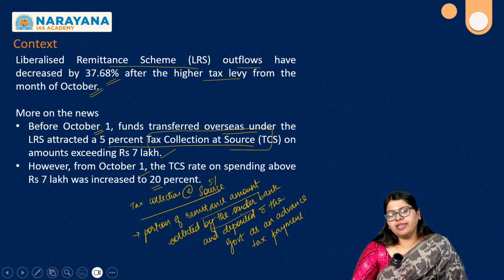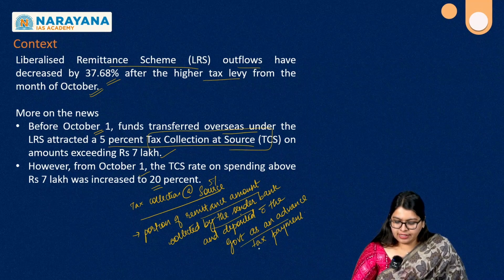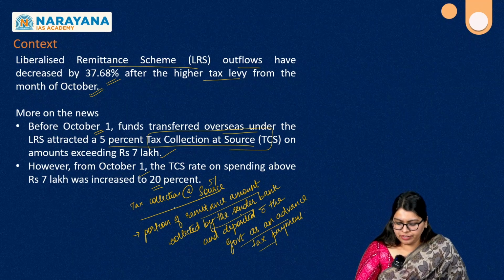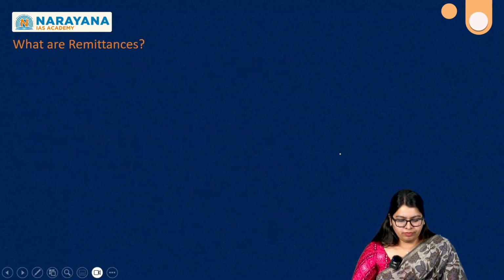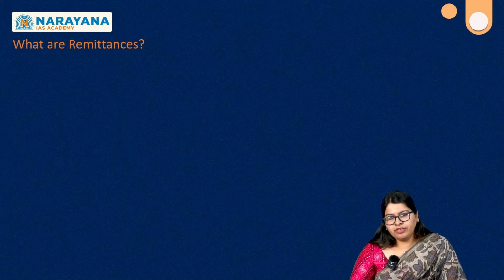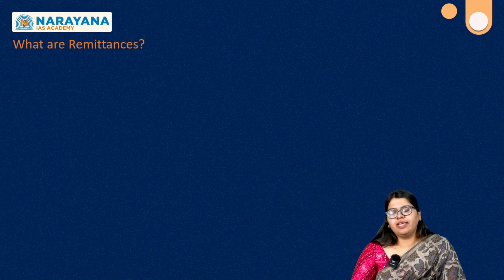This tax collection at source gets deposited with the government as an advance tax payment. So this particular TCS was increased from 5% to 20% in the month of October. Following this measure, we see the remittance outflow under the LRS scheme has actually decreased by 37%.